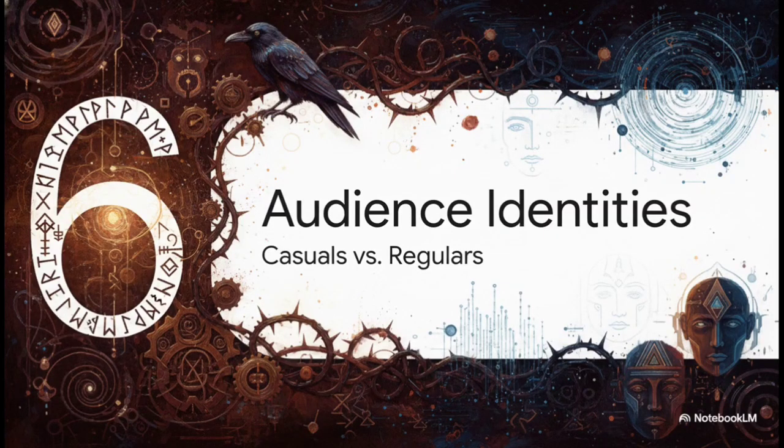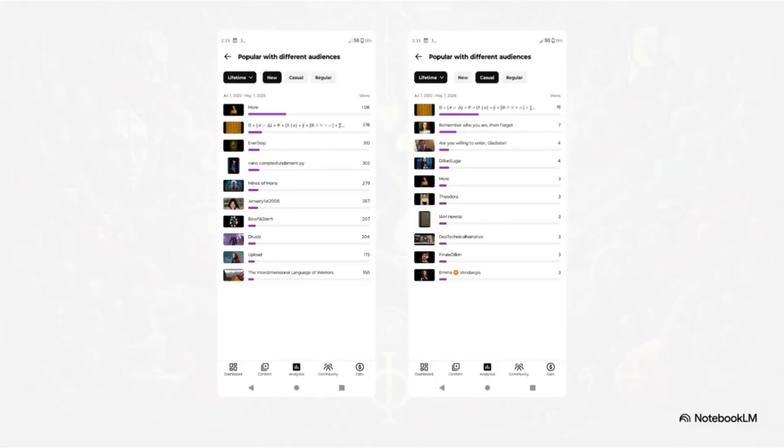Section 6. Casuals, Regulars, and Collector Identities. Look at how cleanly the algorithm segments human behavior. Casual viewers on the left lean towards broader, accessible hooks like "more" or standard gameplay. But your regulars on the right, these are your true collector identity players. They are devouring highly specific philosophical content like "remember who you are, then forget."